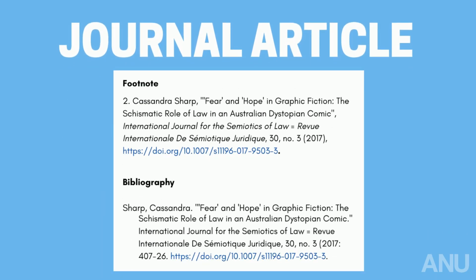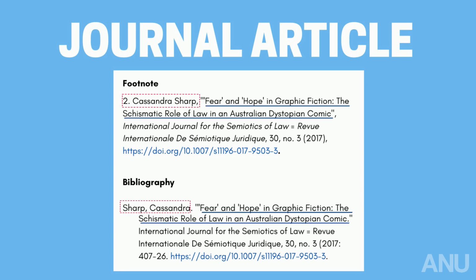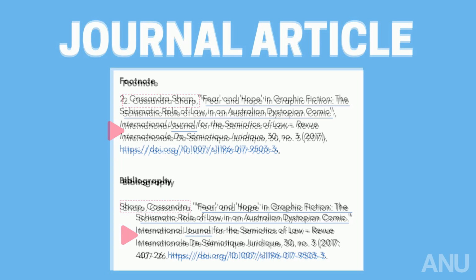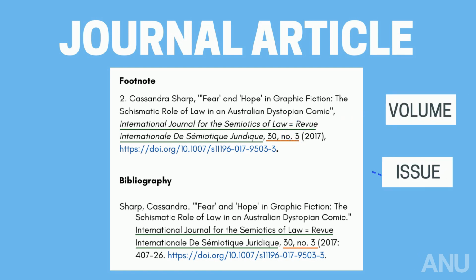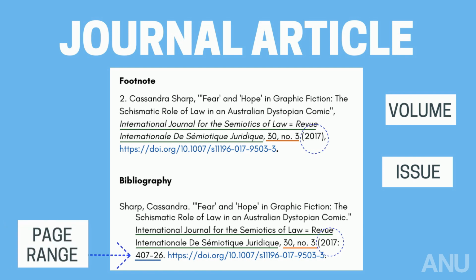Now, let's look at a journal article. The author's name comes first, followed by the title of the journal article in quotation marks. We know it is a journal article because the journal's title comes next. Journals typically have titles that indicate that they are indeed journals. In this case, the journal has been translated from French, so both versions of the title are listed. These numbers here refer to the volume number and issue number. It ends with the date in brackets and the page range of the article.